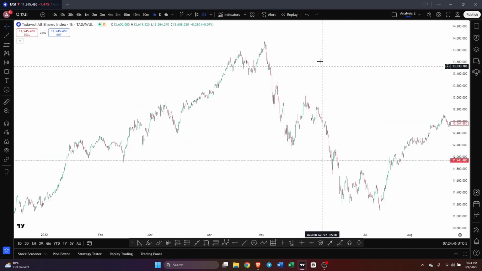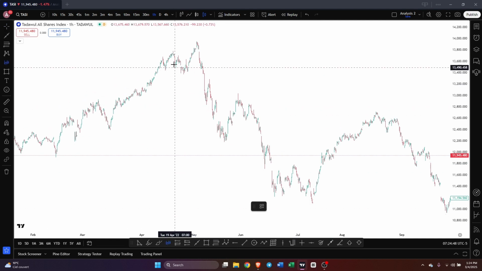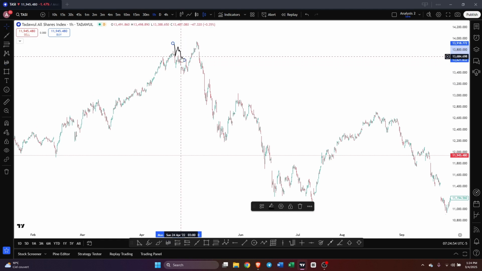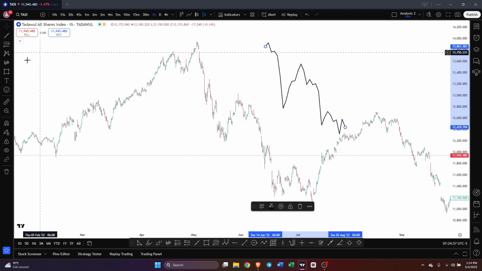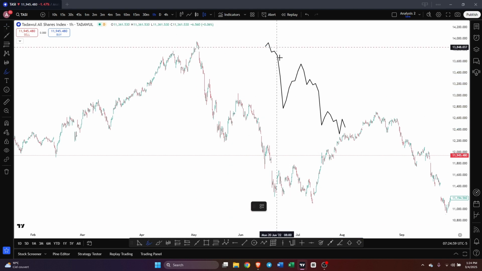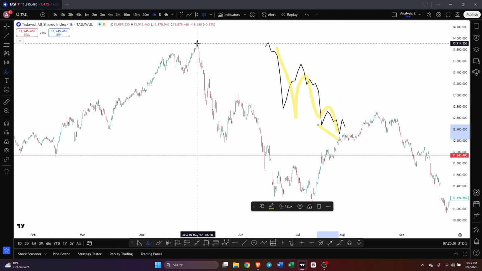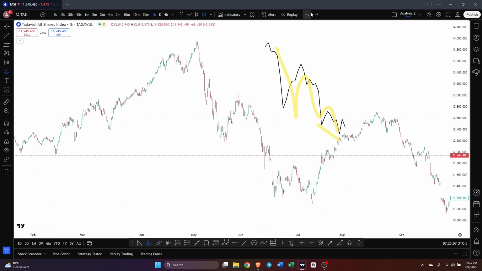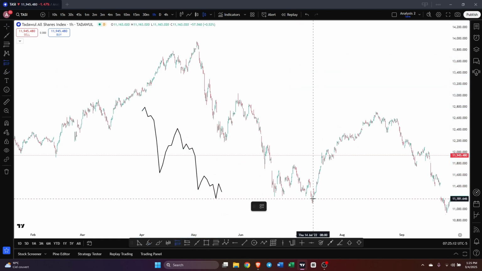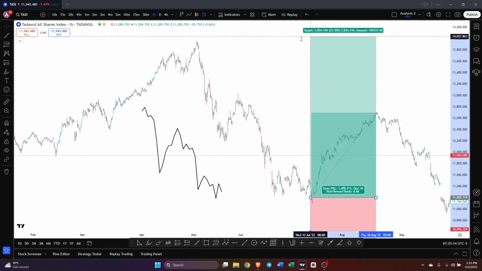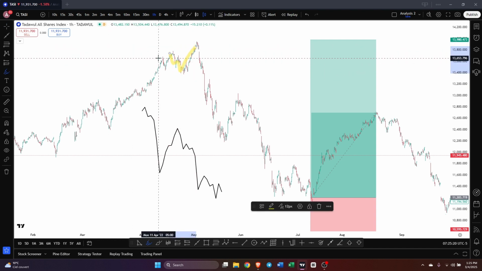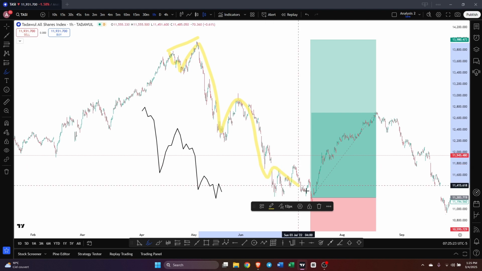So, for example, right here, what many people will do, we see that this pullback right here is similar to this one. Every detail, okay, it's similar to this one. So what they will think is that they will be able to take a long position from this level right here to target this high. Why? Because right here they think that after this pullback we have pushed to the upside to break this high, so it will be the same thing right here.